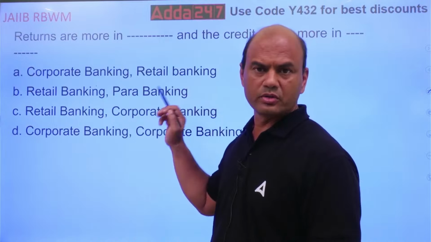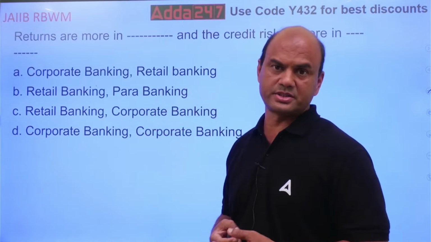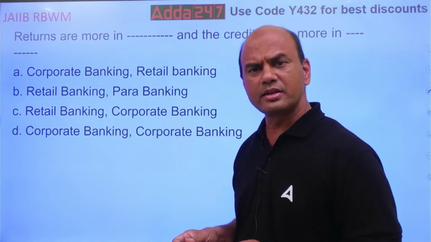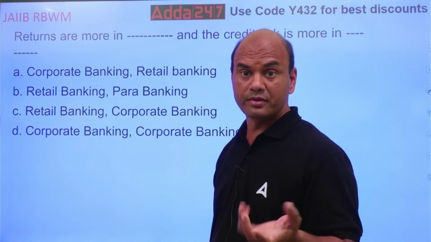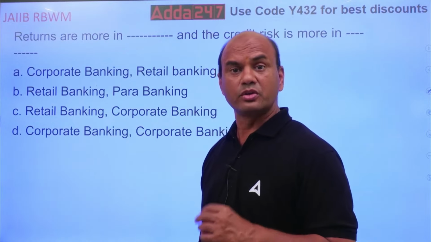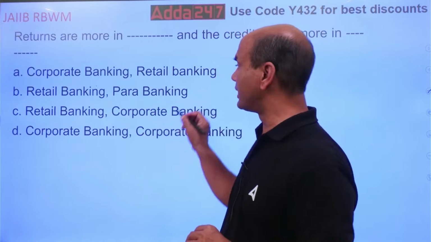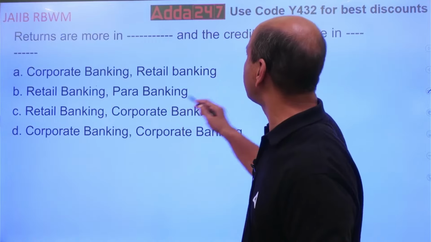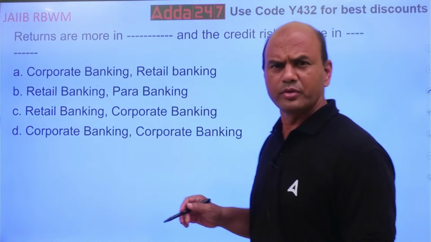Retail banking you already know. Para banking means what? Para banking means other than banking products. What do you mean by other than banking products? Insurance, mutual fund, locker. Locker is also other than banking products. So all these, which are not the core products of the bank. So para banking is over here. Credit risk is more in para banking. Is it more?